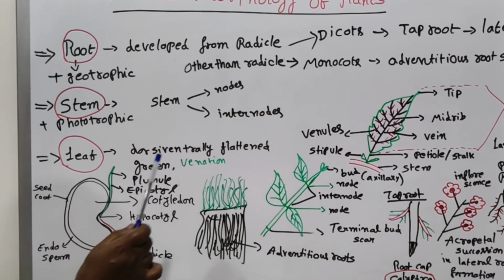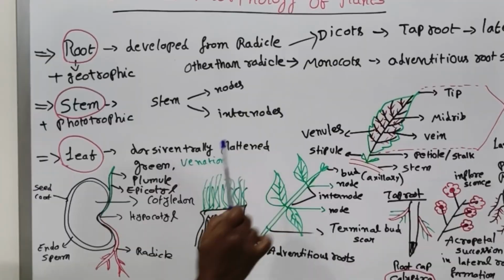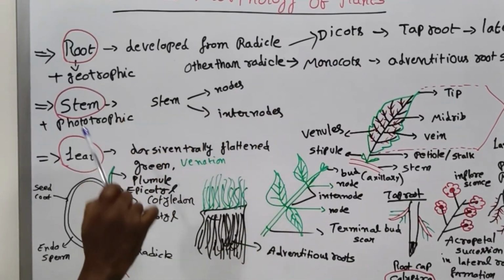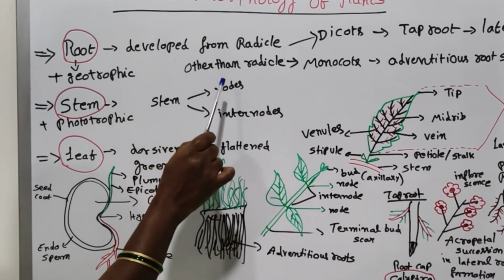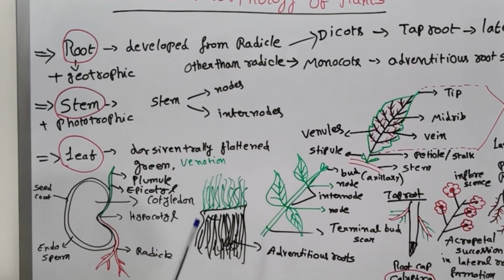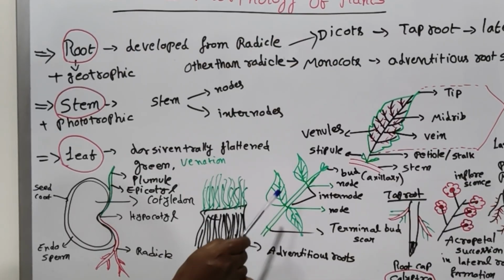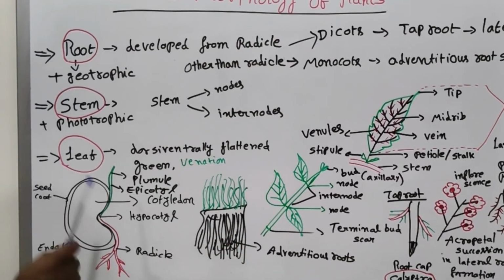Coming to the adventitious root system in monocots, which develops from parts other than the root radicle, such as the leaves and stems. Adventitious root system develops from the tissues other than the radicle, such as leaves and stem. Okay, coming to the leaf.